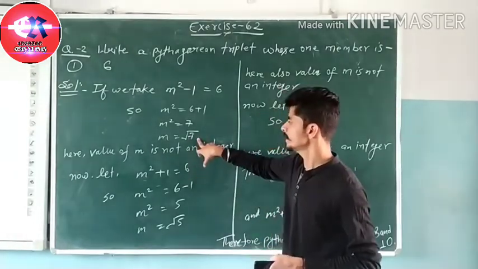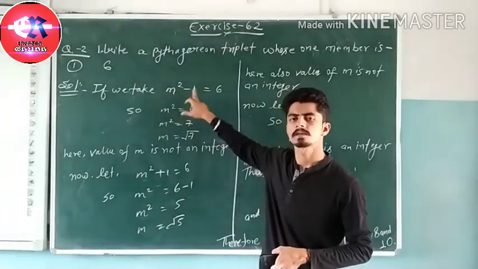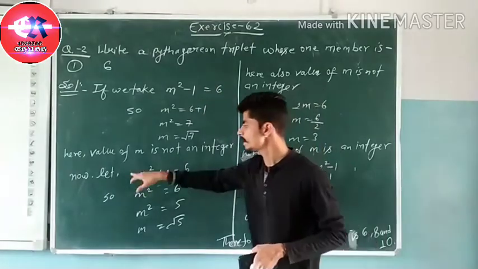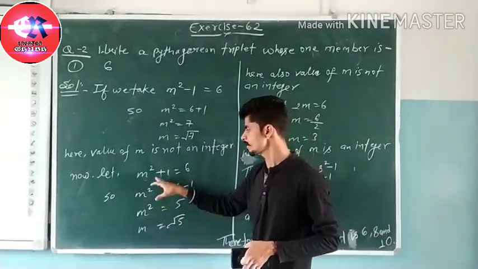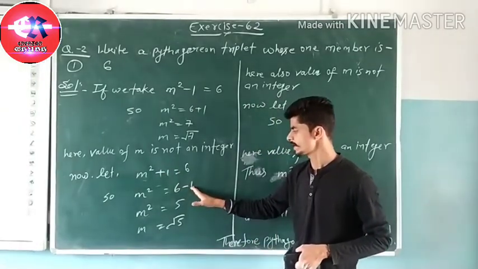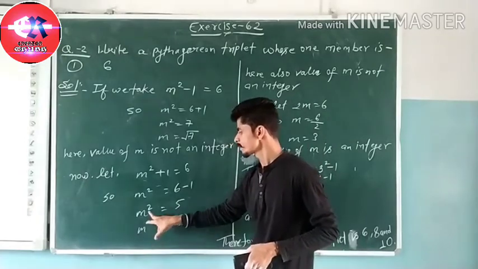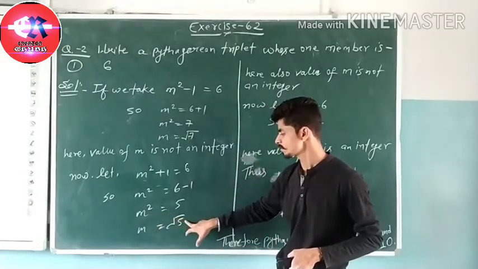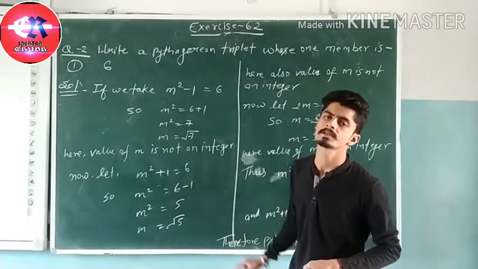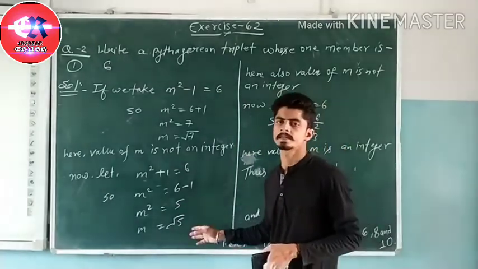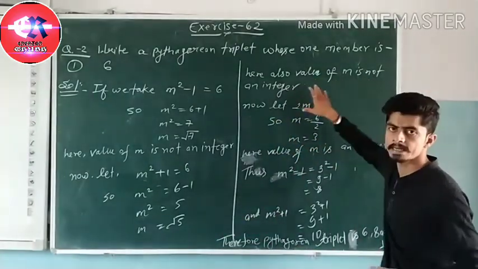Now we get m is equal to under root 7 when we let m square minus 1 is equal to 6. Now we let m square plus 1 is equal to 6. So we have to solve it. Plus 1 will be transferred from positive to negative and subtracted from 6, we get 5. Similarly the square will be transferred from LHS to RHS. It will give the under root of 5. Here also under root 5 is not an integer because it gives a decimal value. Here also the value of m is not an integer.